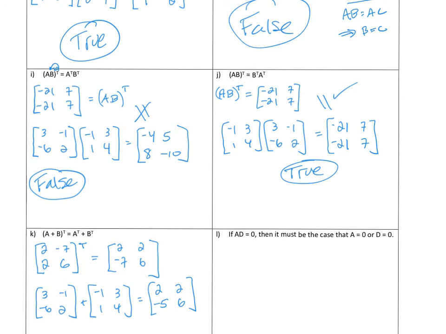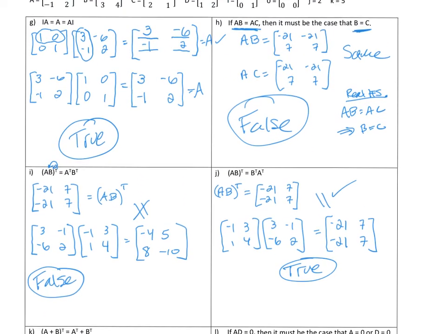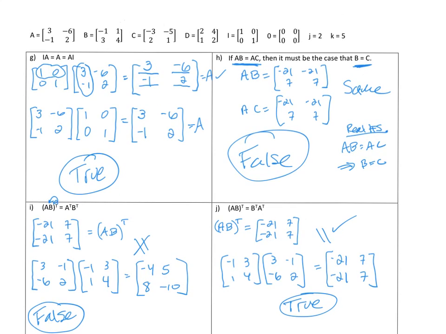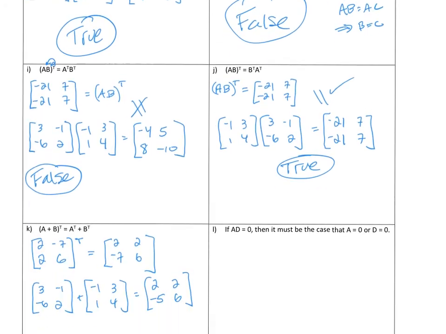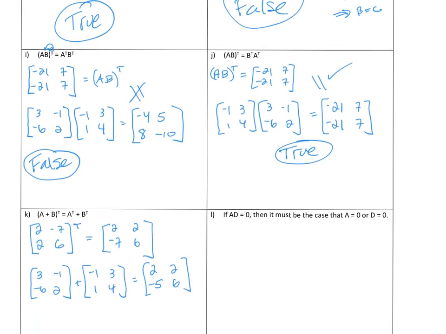Did I mess up before? Should be -5 above. A plus B, the lower left entries. Okay, I'm just checking A plus B here. So I should have 2, -5. Yep, I just added wrong. Okay, this is -5. So this is -5, and these are the same. So this is true.